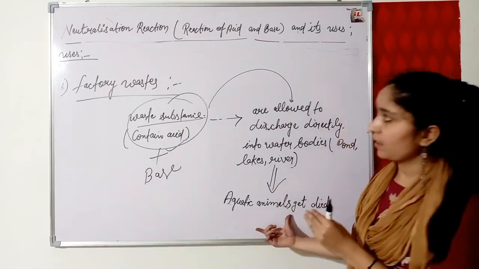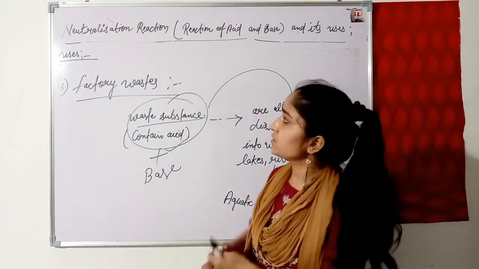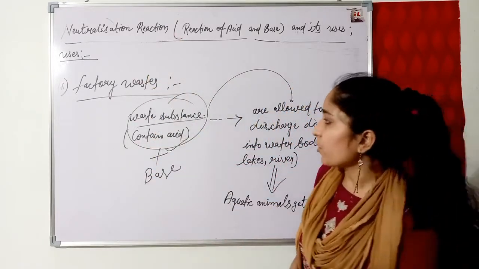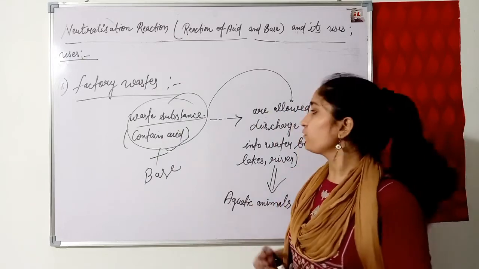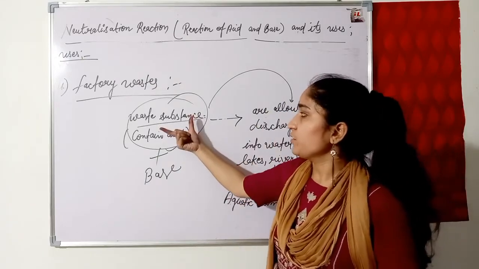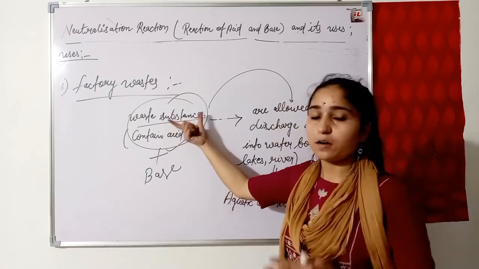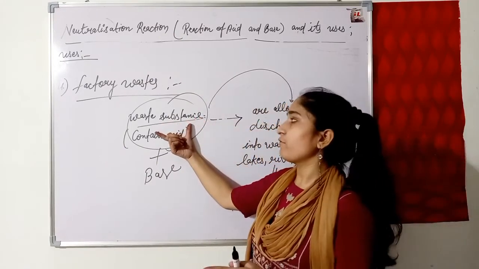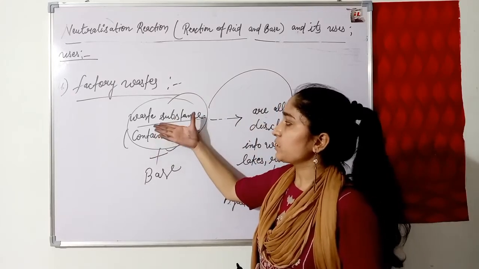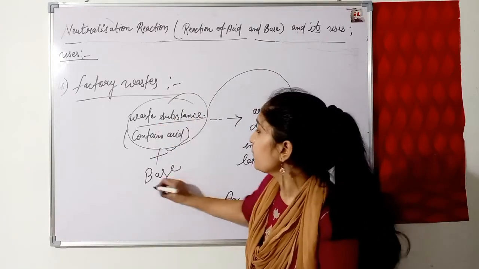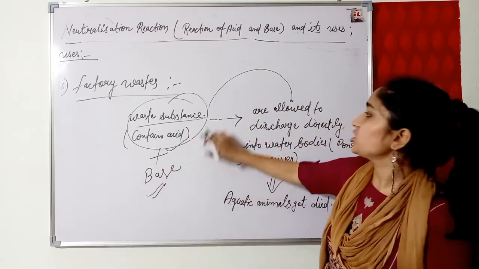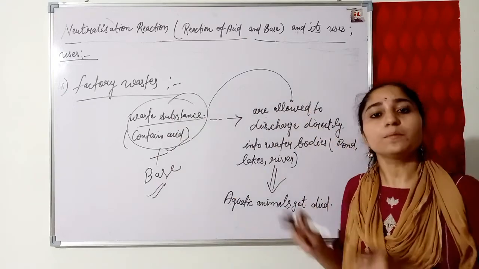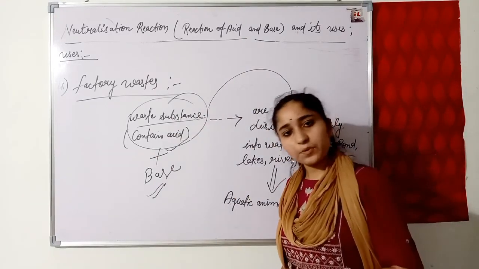affected. So this is the fourth use, in which we have seen how we can neutralize the effect of acid that is present in waste substances, which is most harmful to aquatic animals. We can neutralize the effect of the acid present in waste substances by adding a base before discharging these waste substances directly into water bodies. So this chapter is finished here.